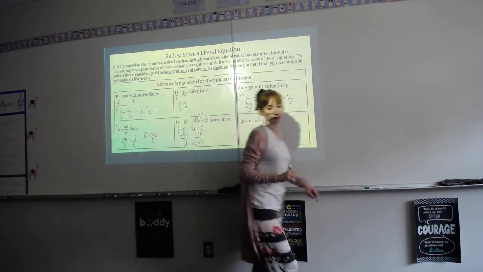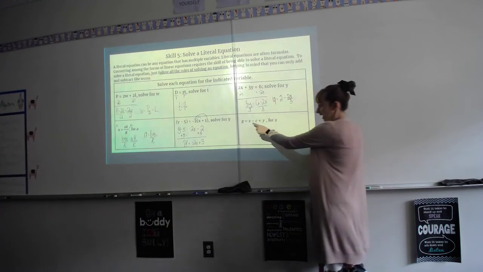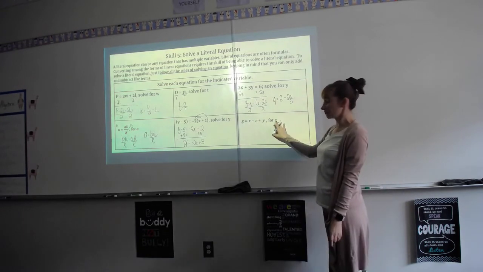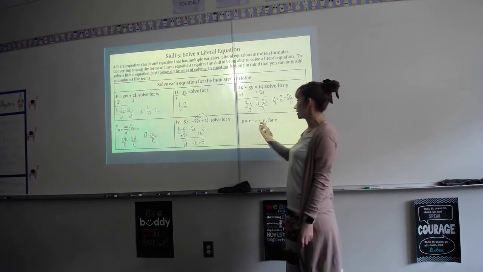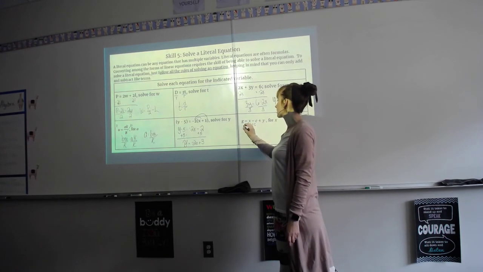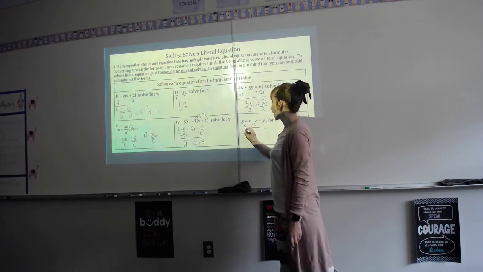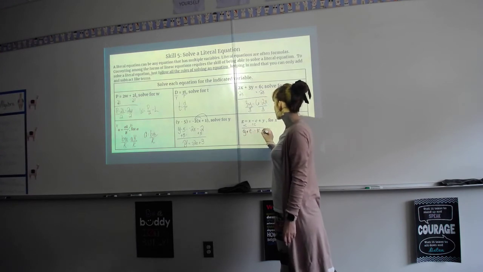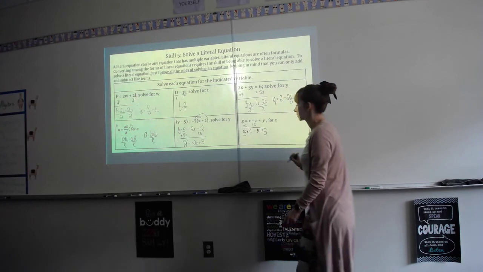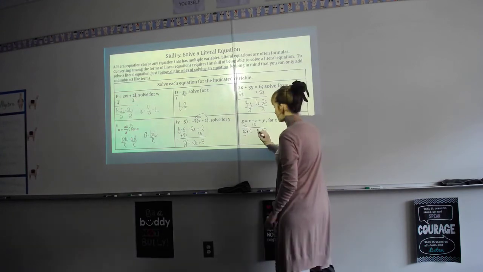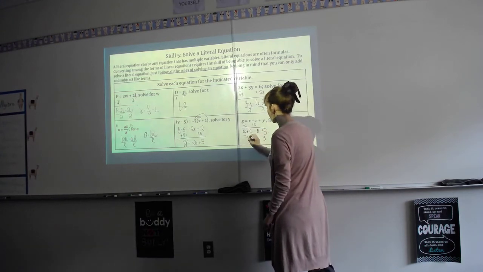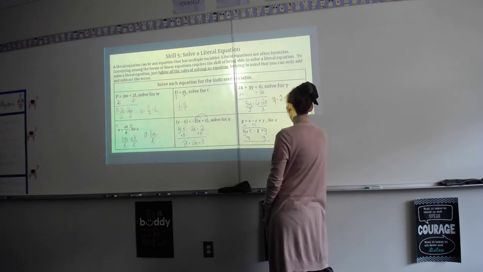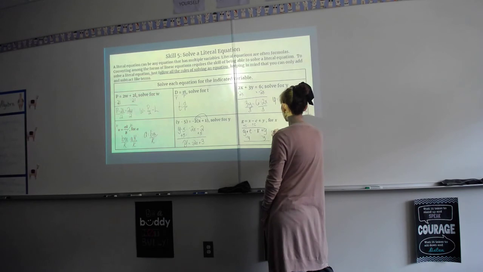And finally, we have g equals x minus c plus y. Well, we're told to solve for x. So my first step is I'm going to add c to both sides. So now I have g plus c equals x plus y. Well, in order to get the x by itself, I have to subtract y from both sides. So now I have g plus c minus y equals x.